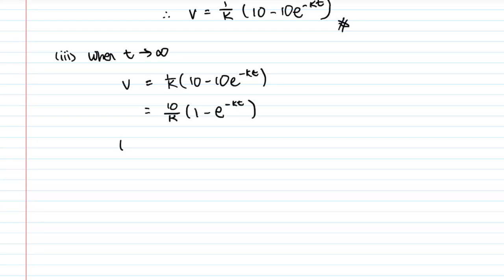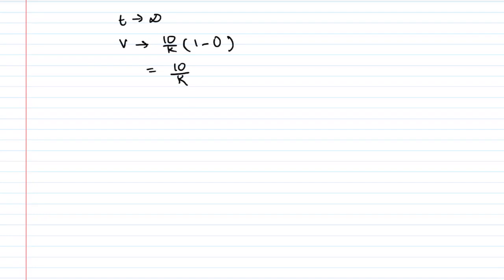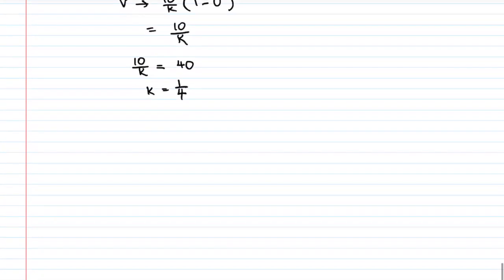Okay, so therefore when t tends towards infinity, v would tend towards 10 over k times 1 minus 0, because e to the power of minus infinity would then make the whole thing 0. So this would just be equivalent to 10 over k. So what you can do is that since this is when it tends towards terminal velocity, 10 over k would then be equivalent to 40. So k would then be 1 over 4.